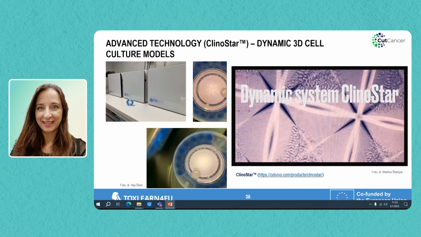Okay, so before I already mentioned the dynamic system. So you can see here, these are, for example, the incubators where we have 6 different rotors, and on each rotor there is such a bioreactor with these dots. These are the spheroids that grow in the bioreactor.